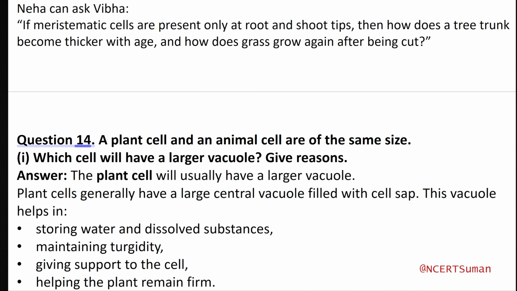Question 14. A plant cell and an animal cell are of the same size. Which cell will have a larger vacuole? Give reasons. Answer: the plant cell will usually have a larger vacuole.